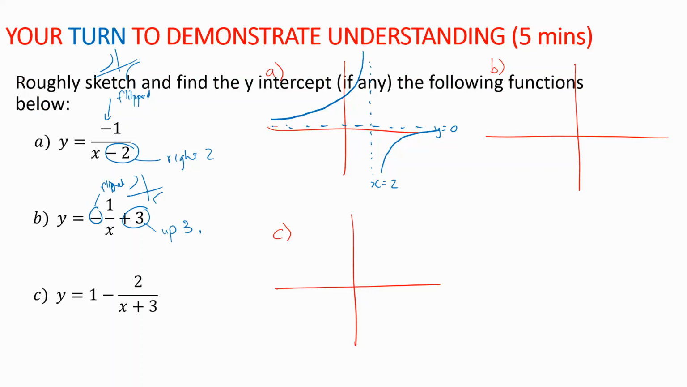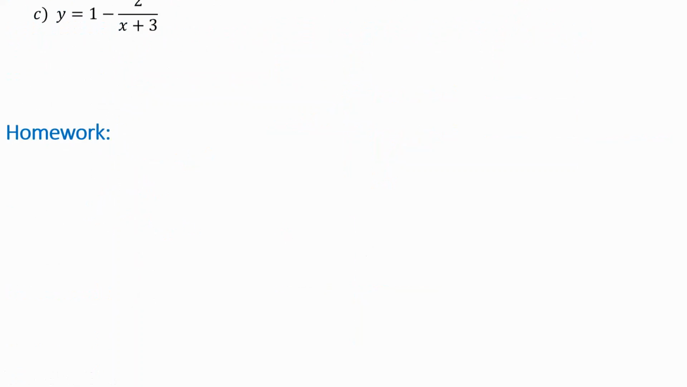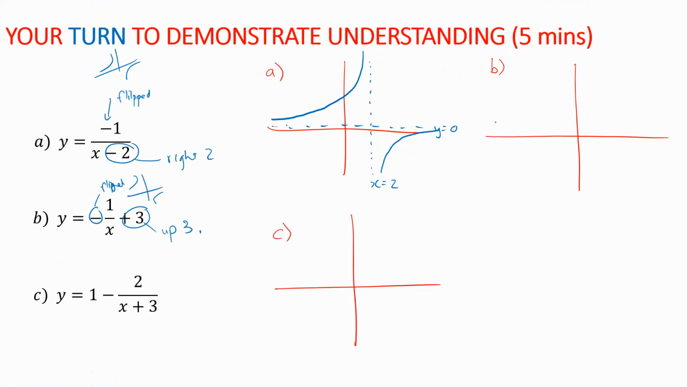There we go. Up by 3, so because it's up by 3, that means you only change the horizontal asymptote, y equals 3, but the vertical asymptote is still the same, so it's still 0. Okay, and the shape is flipped, so it looks like this. There you go. And the last one, this one's a bit trickier. Jamal, name me one.